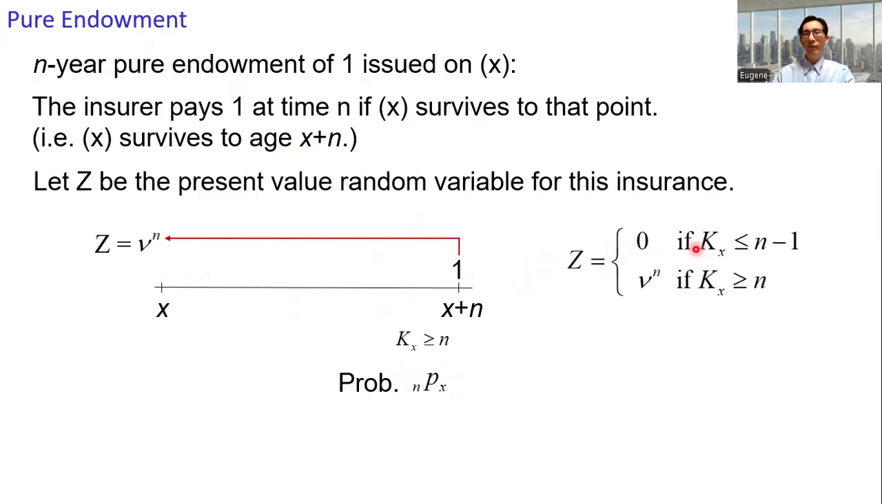Z is 0 if Kx is less than or equal to n minus 1, corresponding to the event that the individual dies before reaching age x plus n, or else Z equals v to the power n if Kx is greater than or equal to n. This is the survival benefit. The expected value of Z is v^n times the probability of reaching age x plus n, which is npx. And the expected value of Z squared, the second moment, is v to the power 2n times npx.